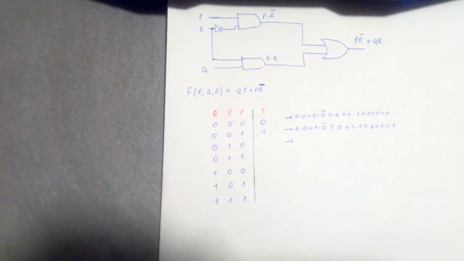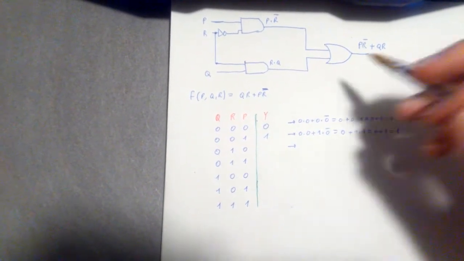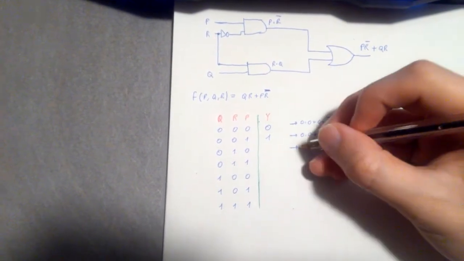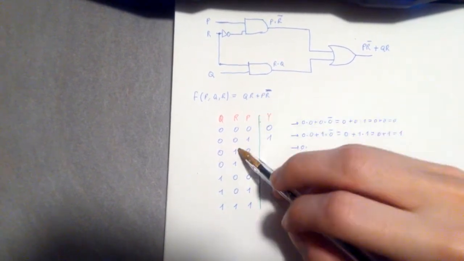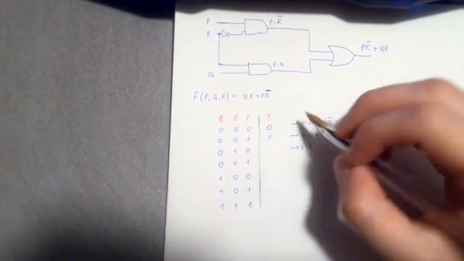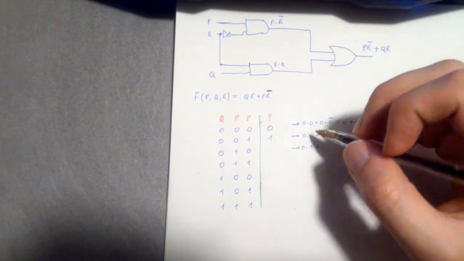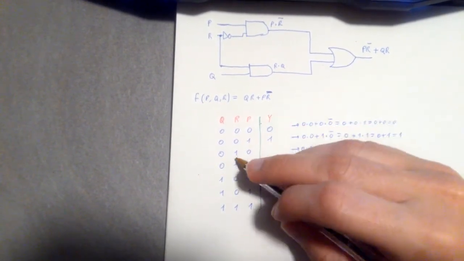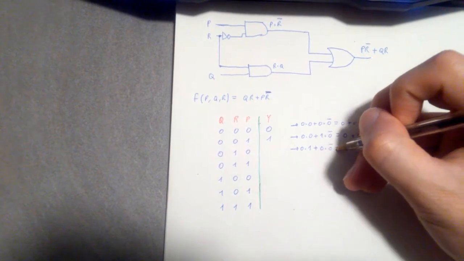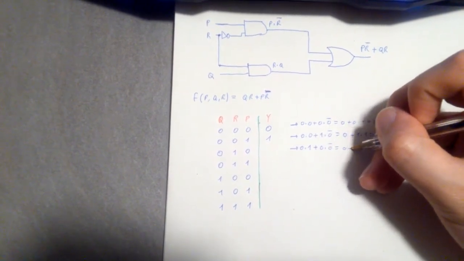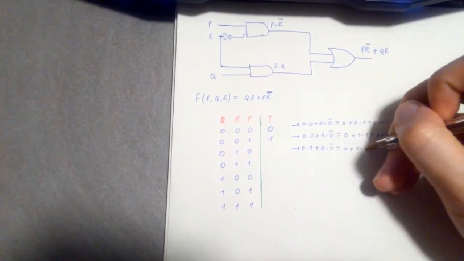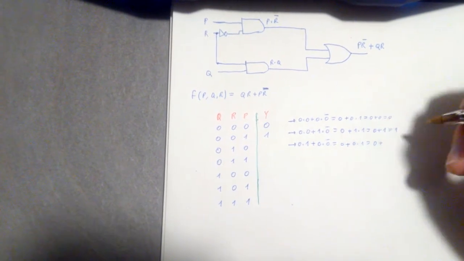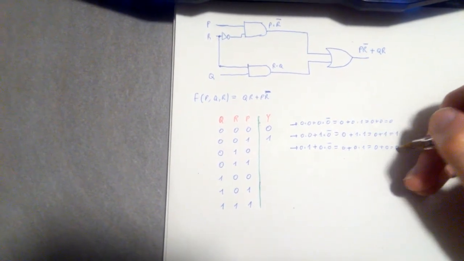Here we're going to get 0 times R, which is 1, plus P, which is 0, times R naught, so 0 naught. So 0 times 1 is 0, plus 0 times 0 naught is 1, so 0 plus 0 is 0.